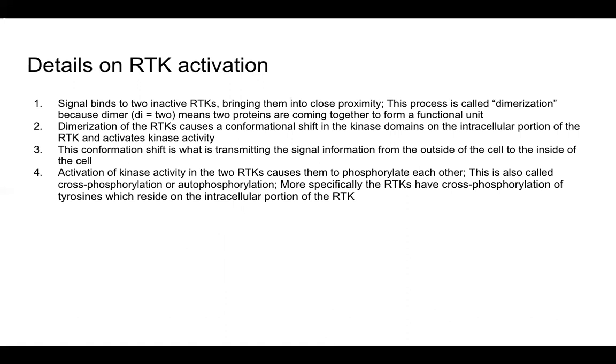And then activation of kinase activity in the two RTKs causes them to phosphorylate each other. This is called, sorry, I mess this up a lot, cross-phosphorylation or autophosphorylation. So the RTKs cross-phosphorylate tyrosines, which reside in the intracellular portion of the RTK.